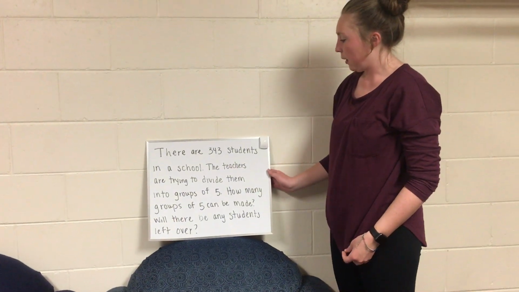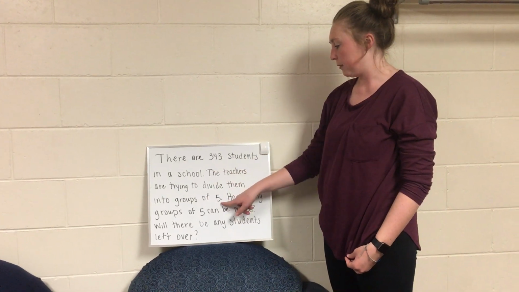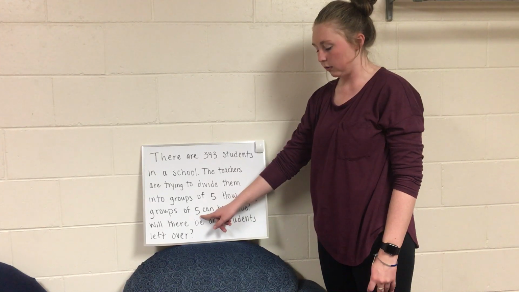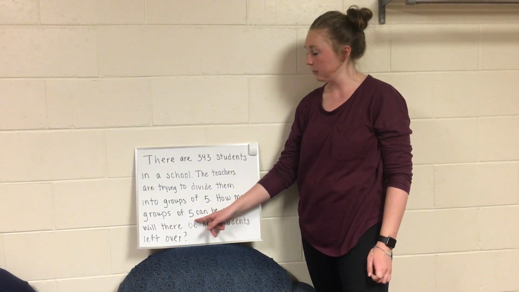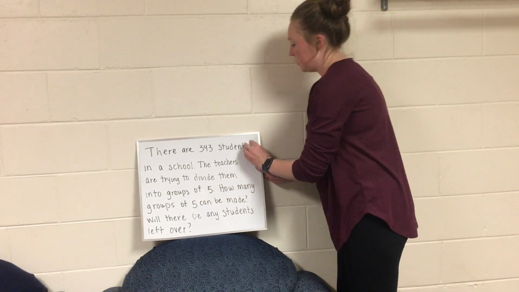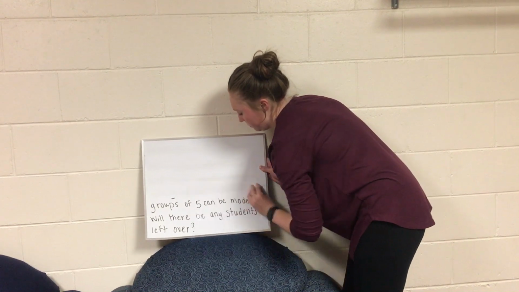So if you think about this problem, it's going to end up being 343 divided by 5. And so our question is, how many groups of 5 can be made? So this is an example of a measurement problem because our quotient is going to give us the number of groups. So let's start by writing this out quick.